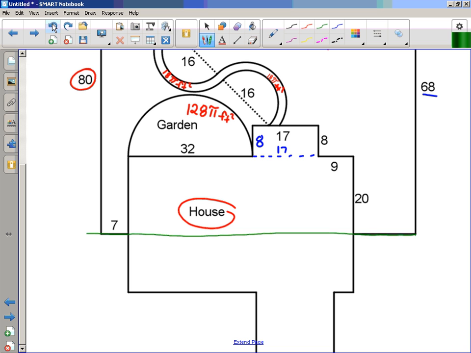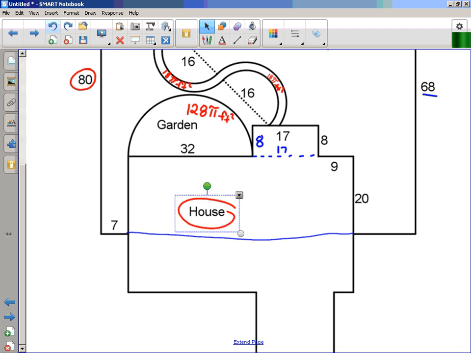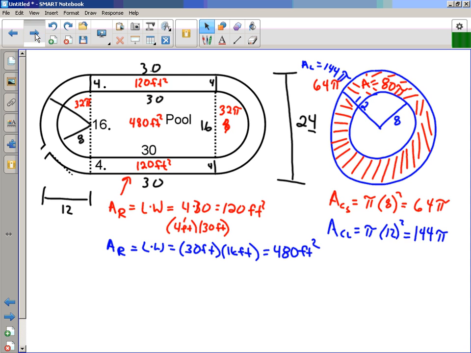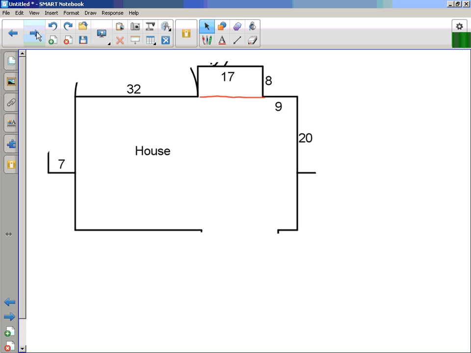So I'm going to erase my green line. And I'm going to see that all I really needed to do was connect this. And so I'm going to find the area of these two pieces here. Delete this here. Okay, and so let's go back to our house. So we really don't need the whole thing. We just need to figure out these two different sections.